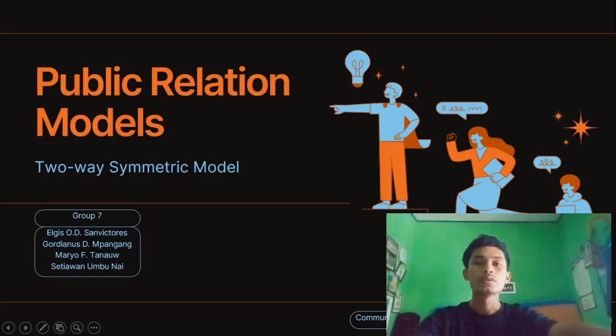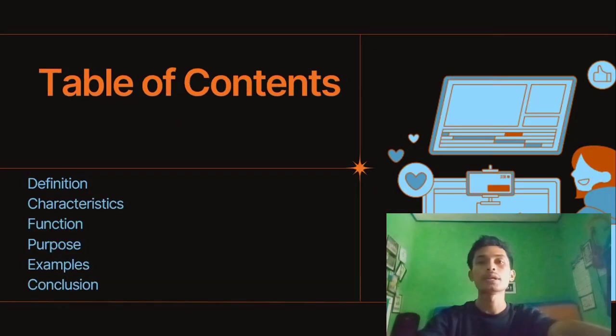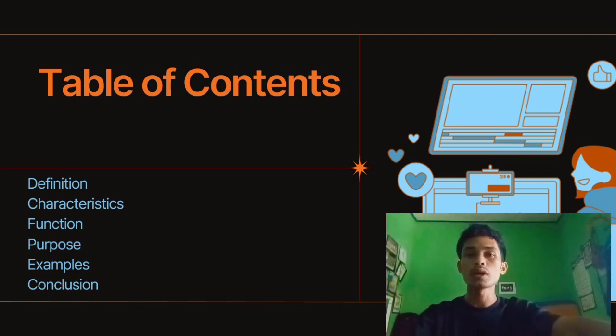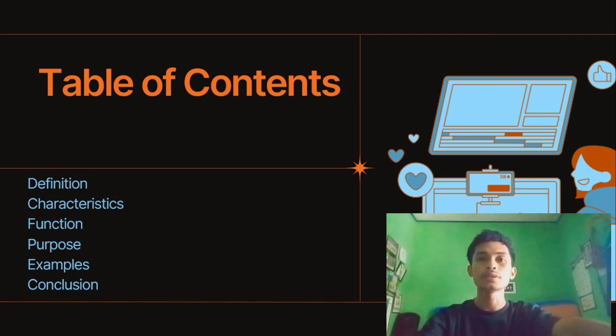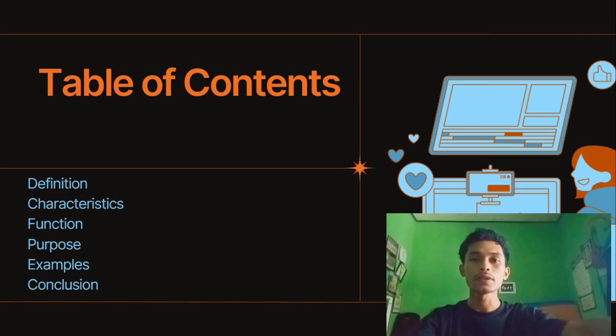So today we will explain about the two-way symmetric model of public relation. The table of contents that we are going to explain today is the first one is definition, next one is characteristics, the next one is function, the next is purpose, and the last one is conclusion. After this presentation about the two-way symmetric model of public relation, we will explain a product with public relation with two-way symmetric model. Okay, the first one is the definition.